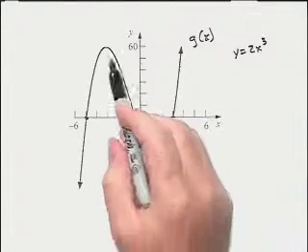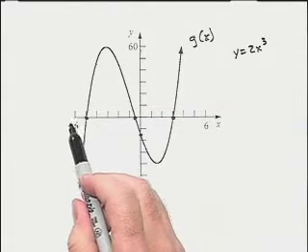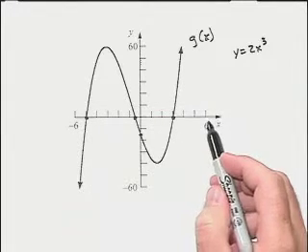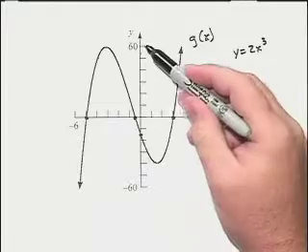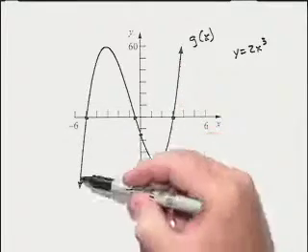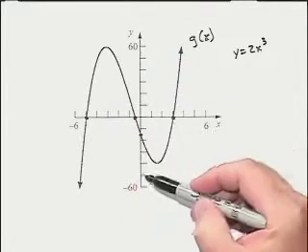Some additional points would help smooth this out. We see our scale is from negative 6 to 6 along the x-axis and from negative 60 to 60 along the y-axis to give us a pretty good picture of what our function looks like.